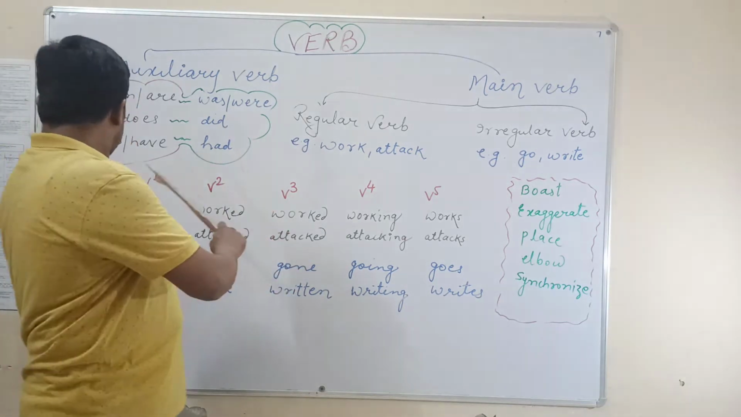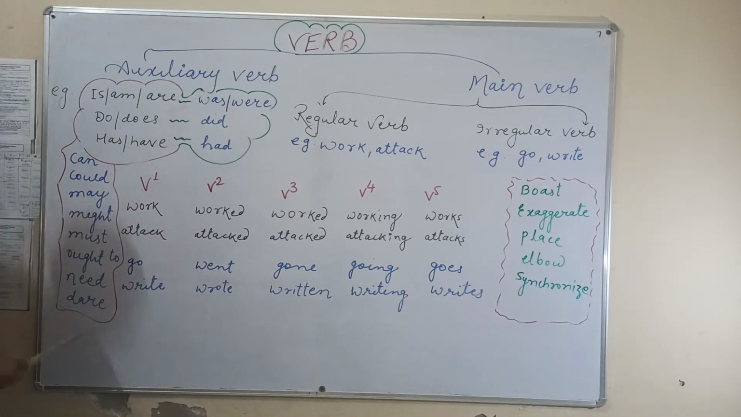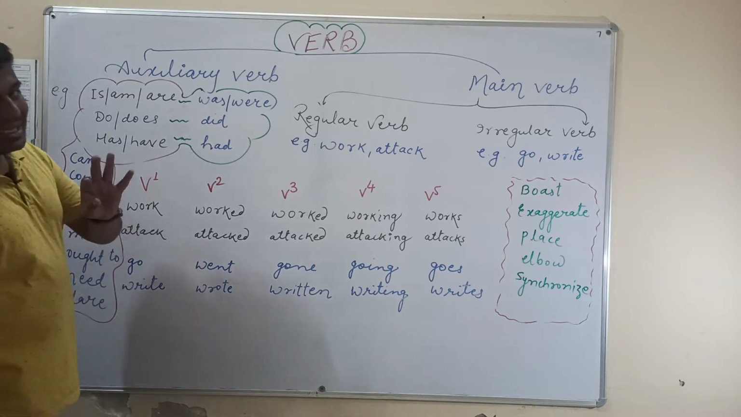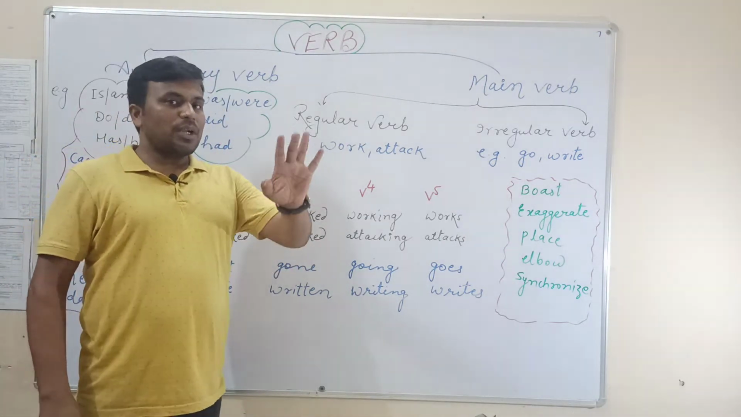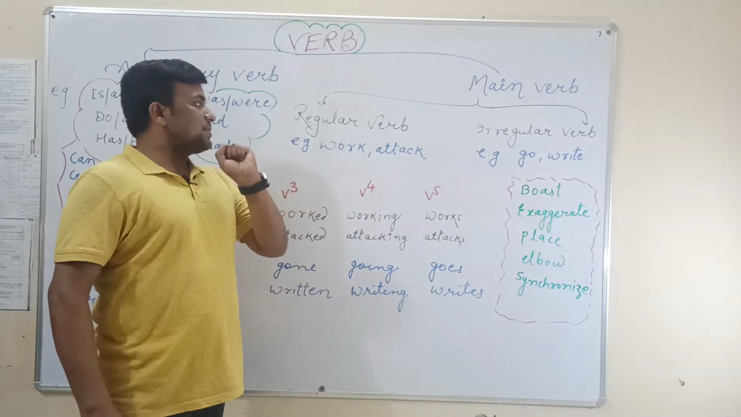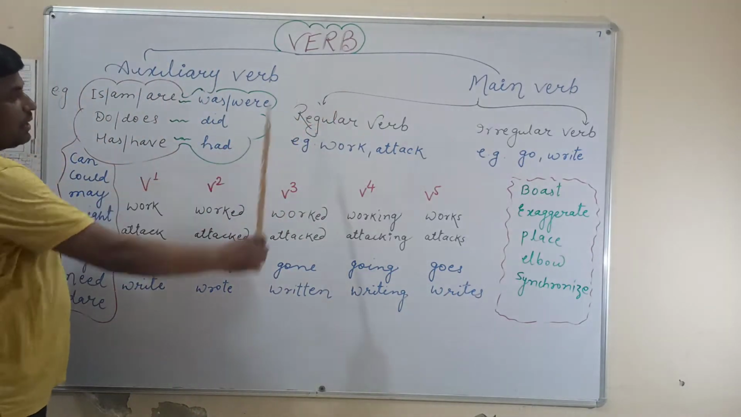Now talk of this block. This is actually modal auxiliary verb: can, could, may, might, must, ought to, need, dare. So is, am, are, was, were, do, does, did, has, have, had, can, could, may, might, must, ought to, need, dare. These are auxiliary verbs. Now talk of main verb.